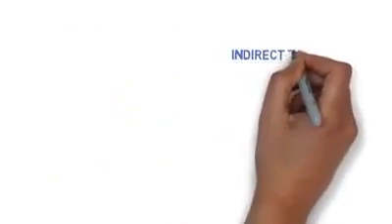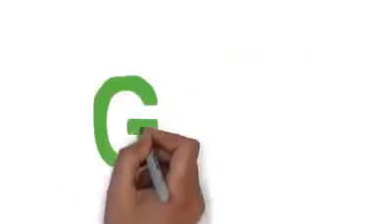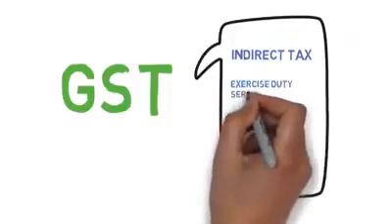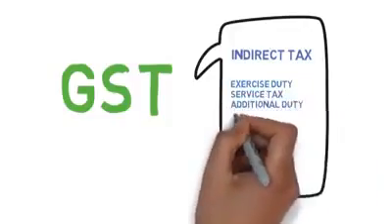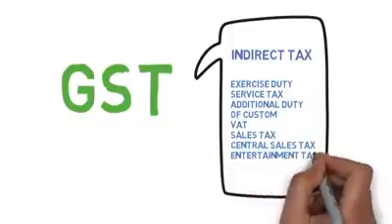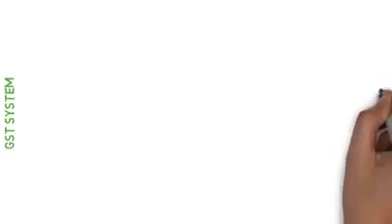Here, the point of interest is indirect taxes, because GST will replace all indirect taxes, which include excise duty, service tax, additional duty of customs, VAT, sales tax, central sales tax, entertainment tax, luxury tax, etc. So the question is, how is GST different from the current taxation system in India?